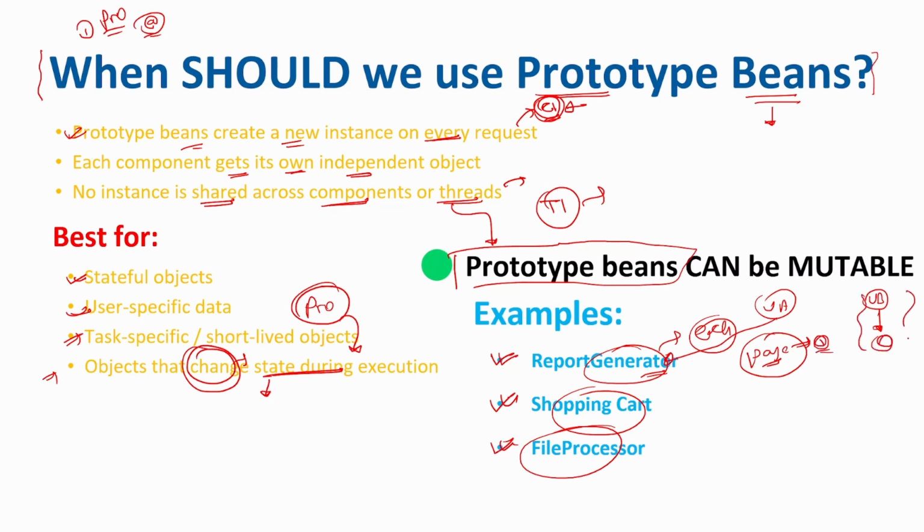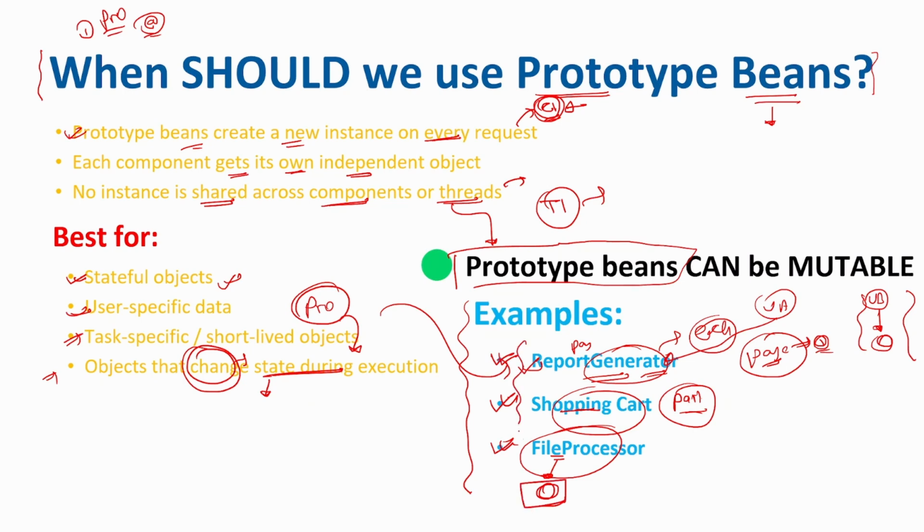So this is the classic case where we can use our prototype scope beans, where there is a stateful object. The report generation holds the state, like how many pages are generated. The shopping cart stores the state for the particular user, like how many items are added for each user and what is its total value. And for the file processor, each file processor holds a specific state for particular files.